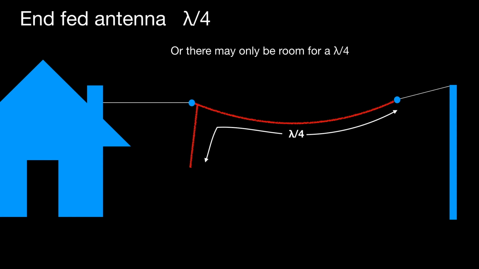Let's have a look at an end-fed lambda by 4, maybe particularly at bands like top band, or 80 meters. A quarter wavelength is still a considerable length, and the house and garden layout may indicate a quarter wave antenna is all you have room for. So a quarter wave antenna is quite acceptable, and there it is, hanging between an appropriate post and the house.